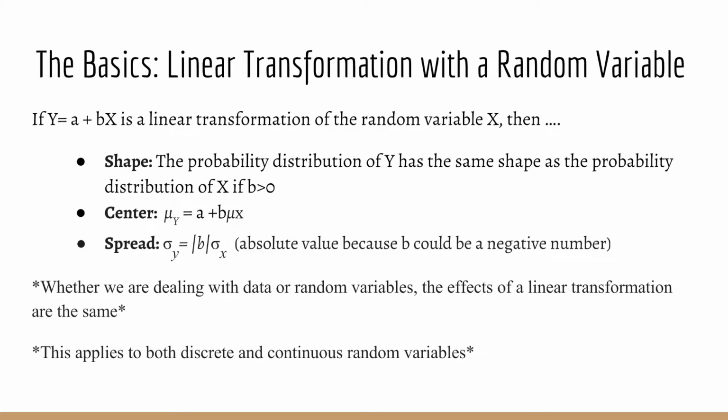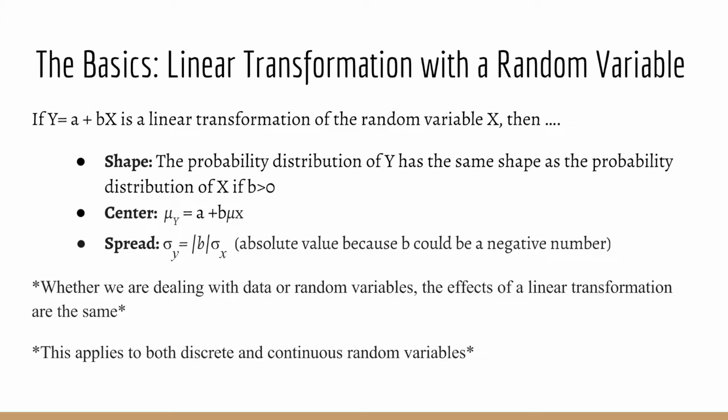The shape of the probability distribution of y is the same as the shape of the distribution of x if b is greater than 0. Additionally, the center, mu of y, is equal to a plus b times mu of x. The spread, the standard deviation of y, equals the absolute value of b times the standard deviation of x. Absolute value is simply because b could be a negative number.